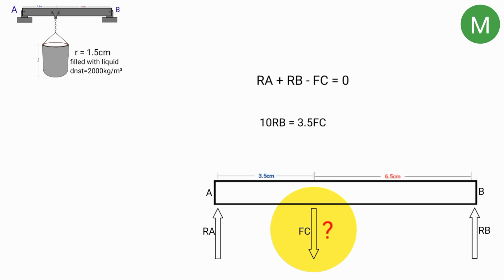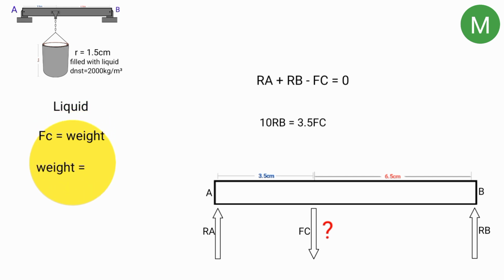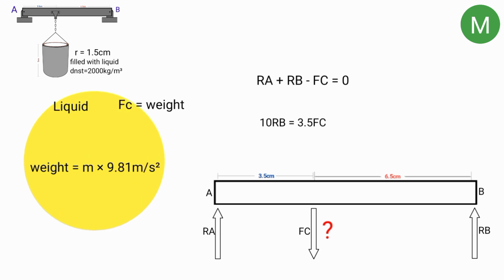Now what is force C? We don't know, but since the mass of the container and the support are negligible, that means we are going to only deal with the liquid. So what is the force caused by the liquid? The force caused by the liquid is actually its weight, and weight is calculated by mass times gravity. Gravity has an approximate value of 9.81 meters per second squared. So weight equals mass times 9.81 meters per second squared.